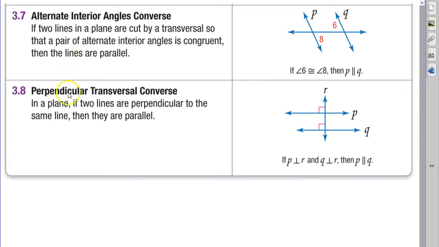This is a good theorem. Basically, in a plane, if two lines are perpendicular to the same line, then they're parallel as well, which just works out because if I point to these two angles here, where the right angle is, that angle and that angle, they're a pair of corresponding angles. They're just a specific congruent pair. They're right angles. So in a plane, if two lines are perpendicular to the same line, then they're parallel.